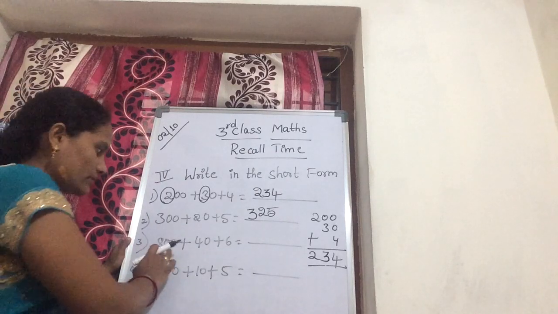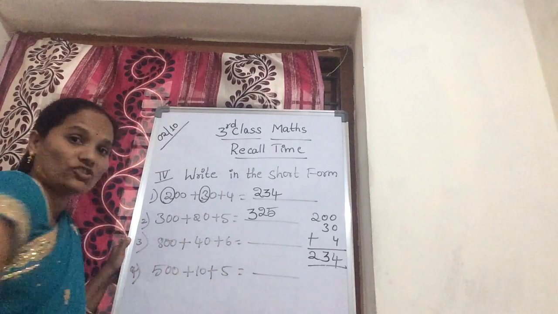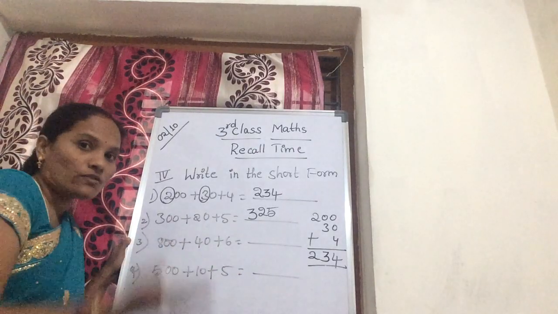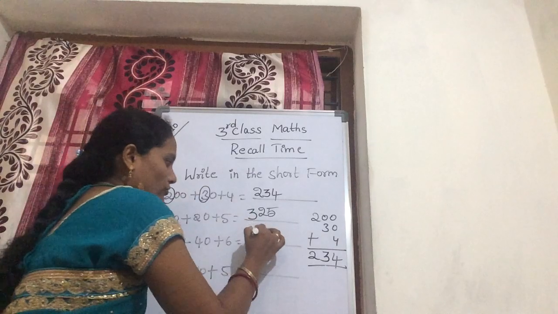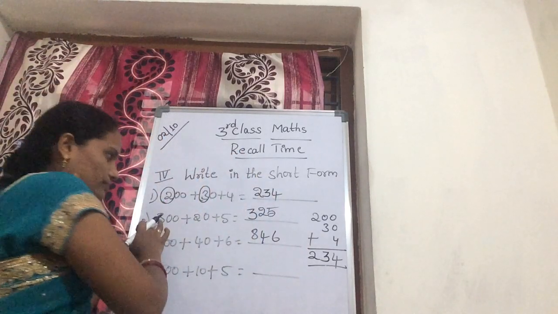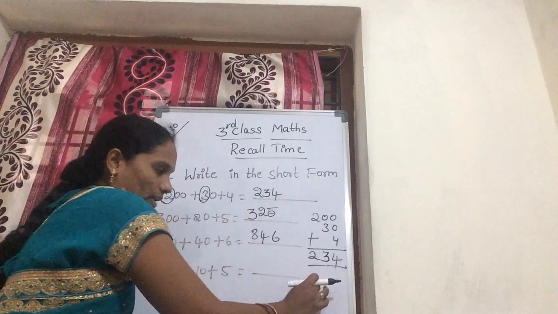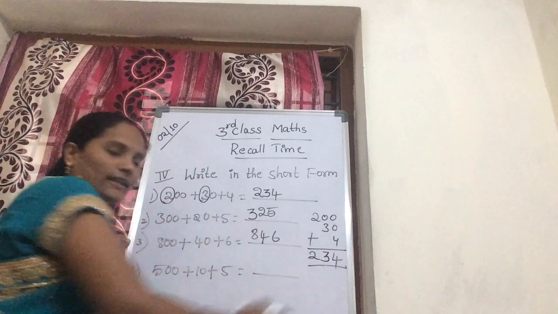325. Next, children, 800 plus 40 plus 6. What is our number in short form? 846. You should write here 846. You do this method like this. Okay? You do like this.